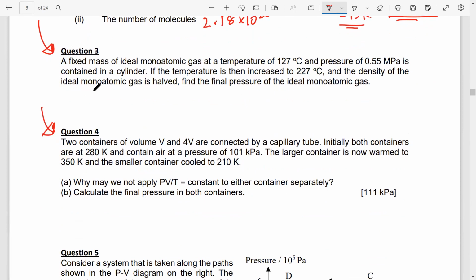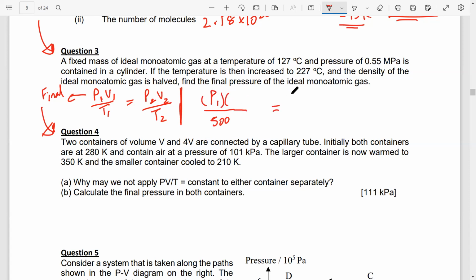So you can see that this is a closed system, so that means that P1V1 over T1 equals to P2V2 over T2. So let P1 be the final pressure. Okay, we let this be the final. So easier, I want to keep it on the left. So P1 is what we want to find. Final volume, okay, we'll come back to it later. Final temperature, 227, remember to plus 273, you get 500 Kelvins. P2 will be 0.55. I will just shortcut the 10 power 6 by writing a capital M for mega. We'll come back to V later, over 127 plus 273, you will get 400 Kelvins.